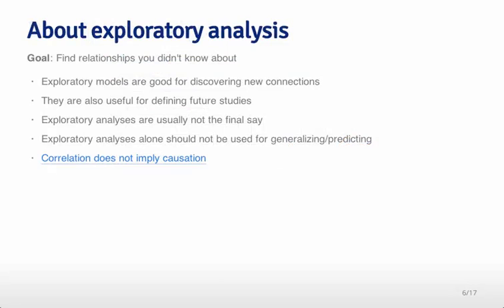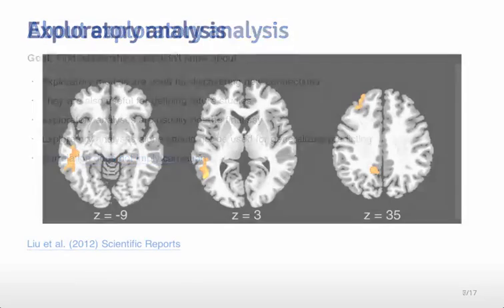The next is exploratory analysis. Here you're trying to look at some data and find relationships that you didn't know about previously, but not necessarily confirm them. So they're good for discovering new connections, and they're also useful for defining future data science projects where you're actually trying to confirm the exploration that you've performed. They're usually not the final say on any particular problem, and they usually shouldn't be used for generalizing or predicting. The important point here is that you've probably heard before that correlation does not imply causation. So you don't want to necessarily say that you've discovered a relationship that is the critical relationship between two variables based on an exploratory analysis alone.